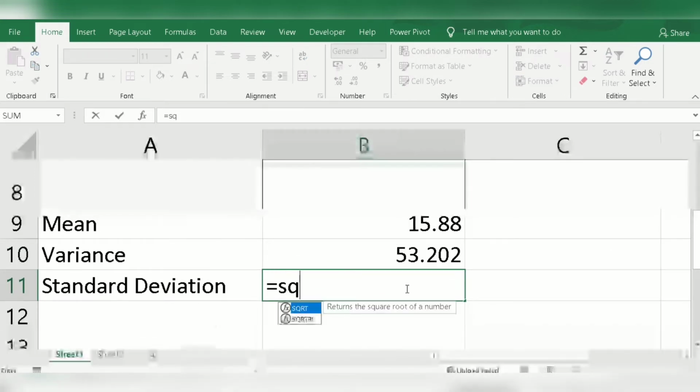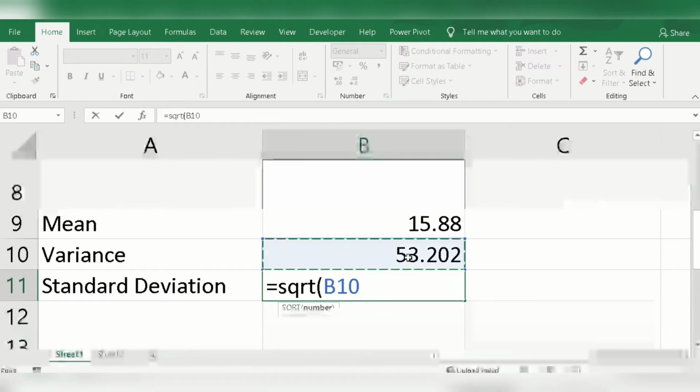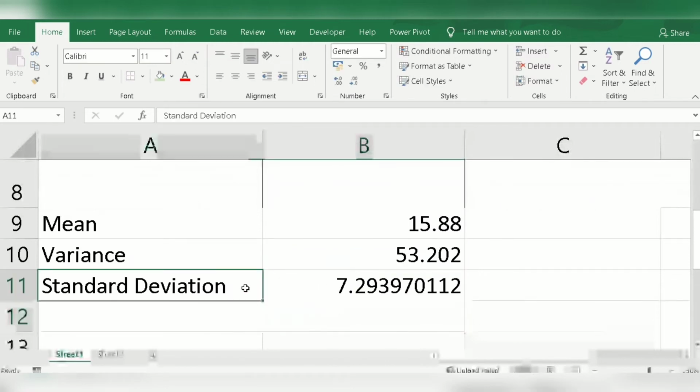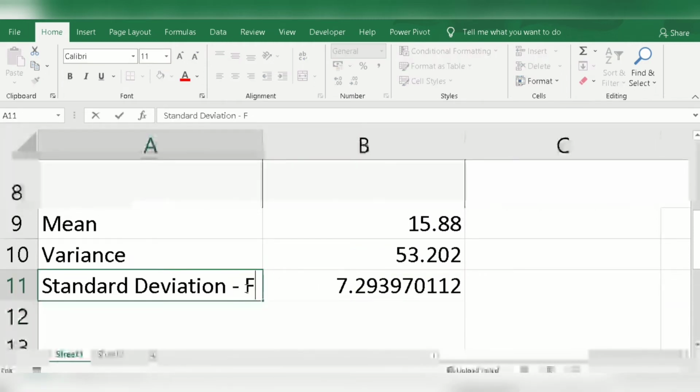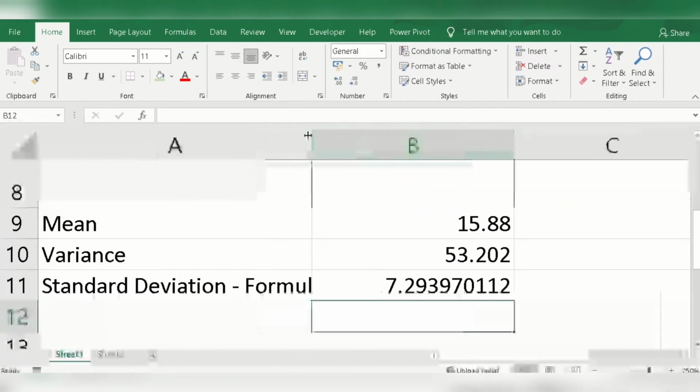Now we are going to calculate the standard deviation. For standard deviation, two formulas will be there. That is the square root of variance. That's why I am selecting SQRT, and you have to select the variance. That will be formula 1. What is standard deviation? In a simple way we call it risk. Okay, standard deviation in a sense will be the risk.